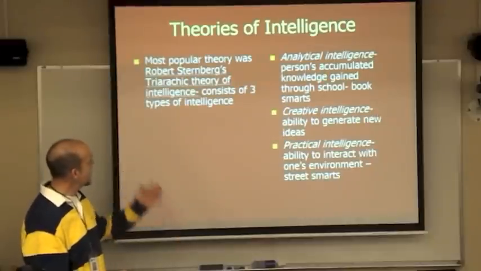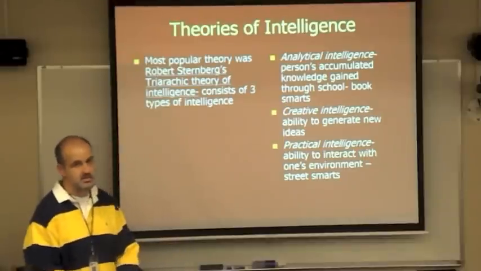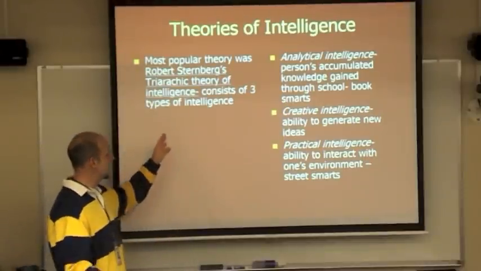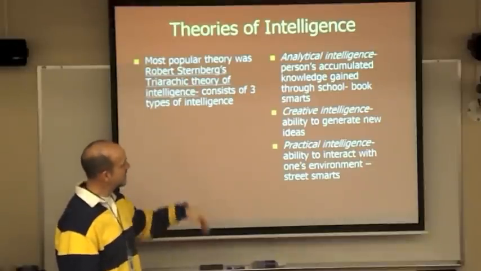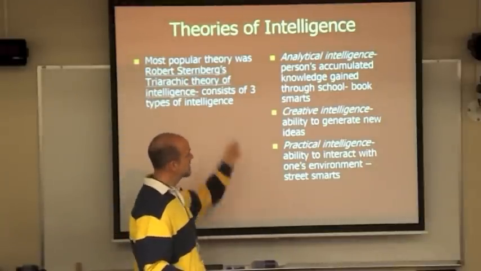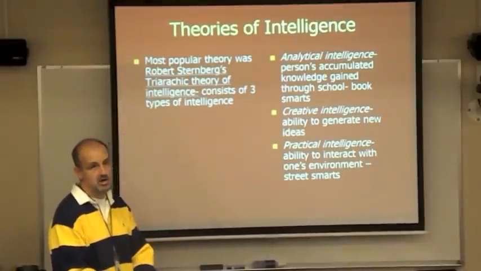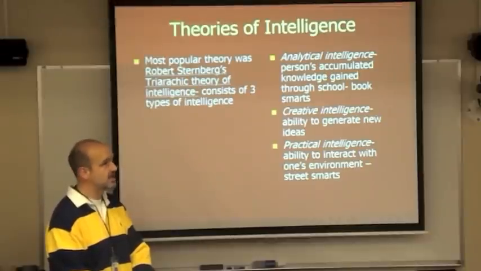Now, the most popular theory was Robert Sternberg's triarchic theory of intelligence. And this is one you need to know. Often you will see questions on it. And basically he said, like a triangle, there's 3 types of intelligence. Analytical intelligence, creative intelligence, and practical intelligence. Now, analytical intelligence is kind of correlated to your book smarts. Specifically, a lot of times, your math and science courses. This a lot of times deals with your problem-solving ability.